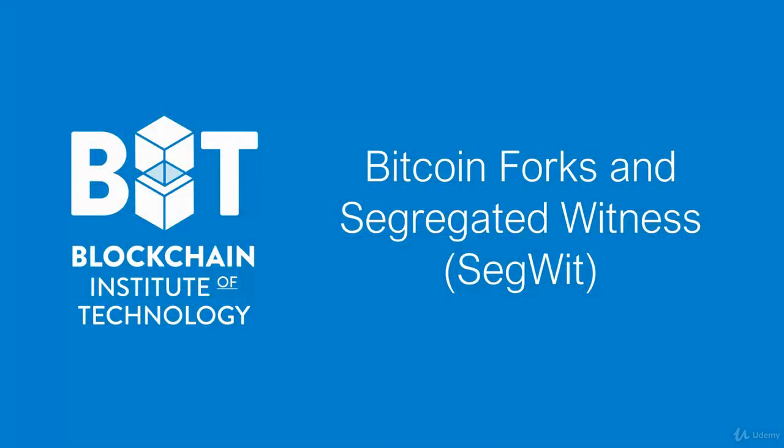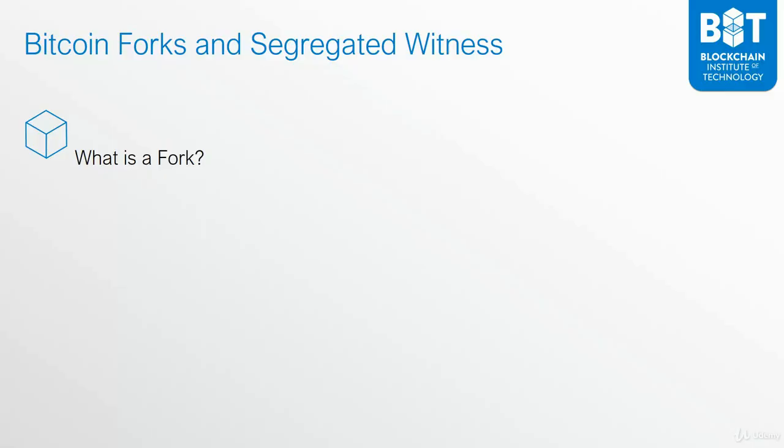Let's do this. In this lesson, we're going to be talking about Bitcoin forks and segregated witness. We will cover the following topics, starting with what is a fork. We'll then talk about a hard fork, which is what created Bitcoin Cash, that separate cryptocurrency that was created on August 1st as a result of the hard fork that took place on Bitcoin.